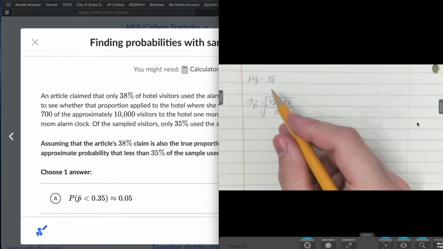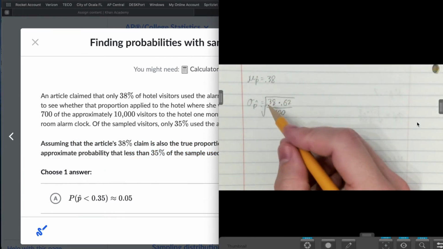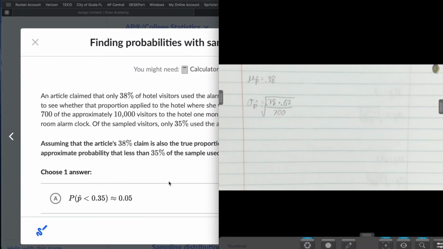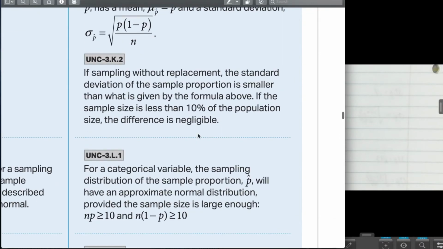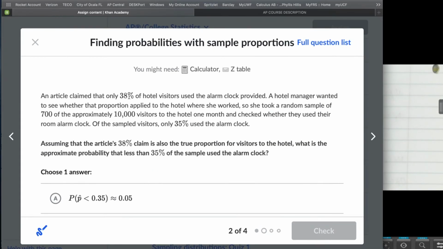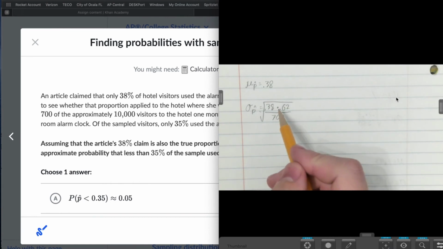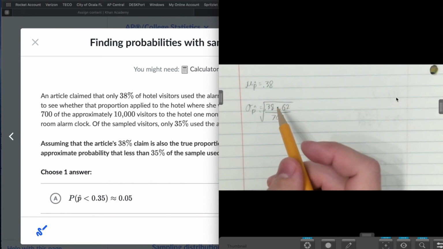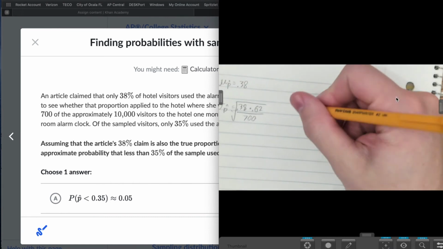Now here's the idea. This is going to be approximately normal for the reasons mentioned right here. So you can figure out that 38% of 700 is definitely more than 10, and the opposite probability, 62% of 700, is also way more than 10. So this distribution is approximately normal, and we want to figure out the odds of getting less than 35%. Well, here's what that looks like.